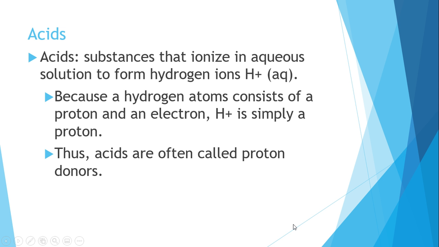a base. Acids are substances that ionize in an aqueous solution to form hydrogen ions. In other words, they make the hydrogen ions to be able to give away. A hydrogen atom consists of a proton and electron. So if you just have an H+ and you have gotten rid of your electron, you're simply a proton. Thus, acids are often called proton donors because they create them to give them away.